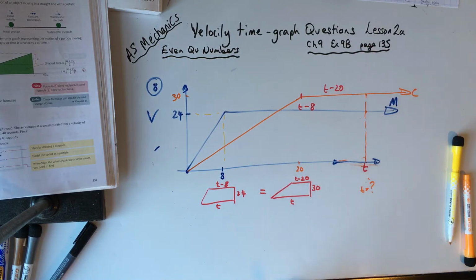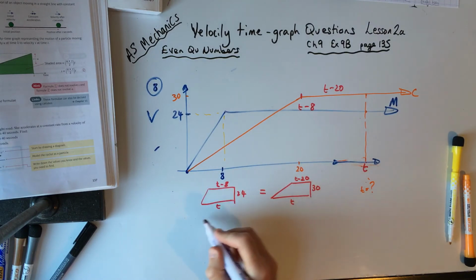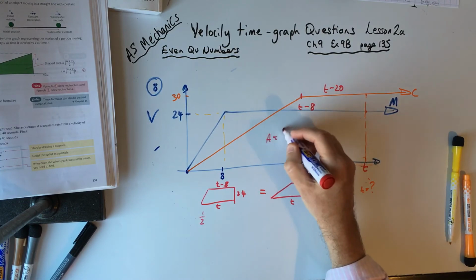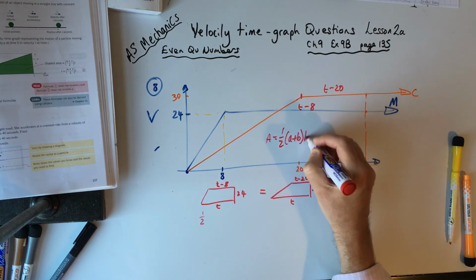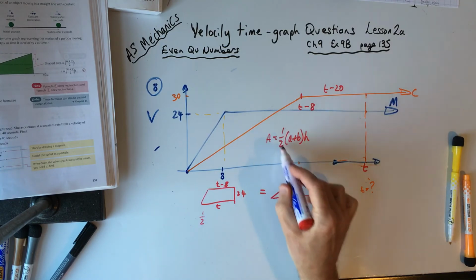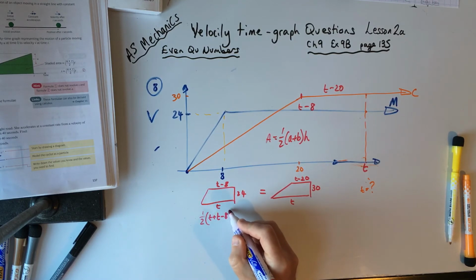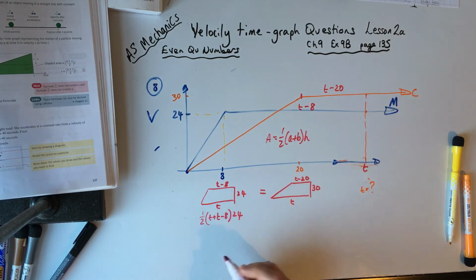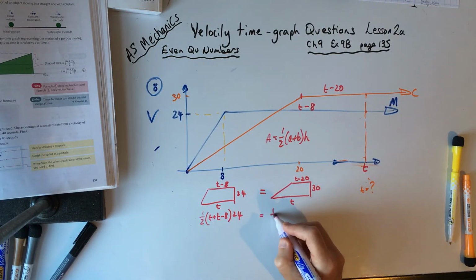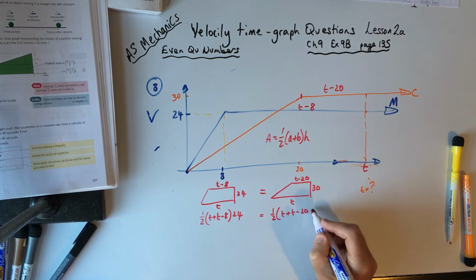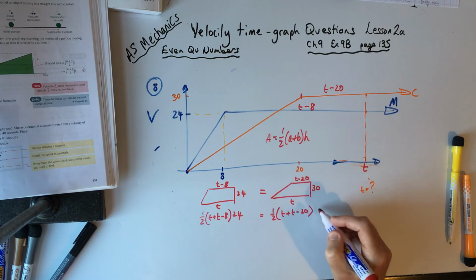Okay, so I'm just checking my thing. I can just squeeze it on here. I'm going to have to be careful how I do this. So the formula for this would be a half. I'm going straight to the area equals a half of A plus B times height, doesn't it? That's the formula. So I'm just looking at this bit. So it would be a half of T plus T minus 8 times 24. That's what that would be. And that is equal to a half of T plus T minus 20. That's the bottom plus the top. Done it the other way around this time for some reason.